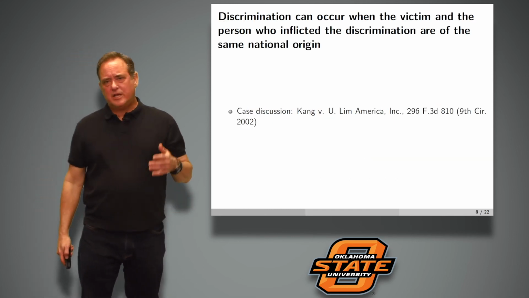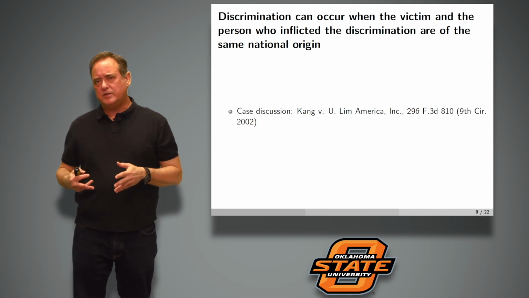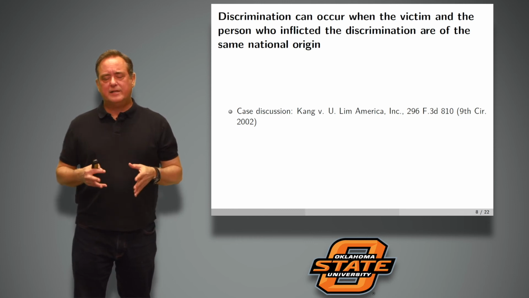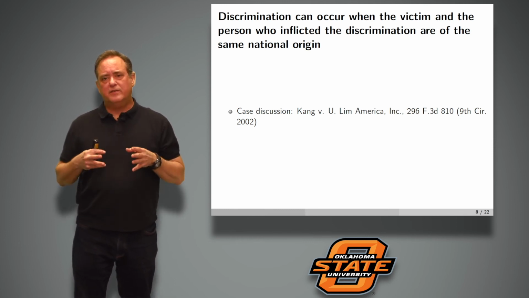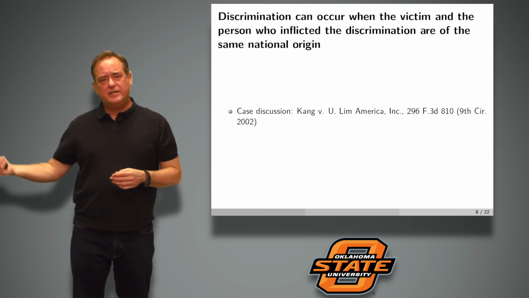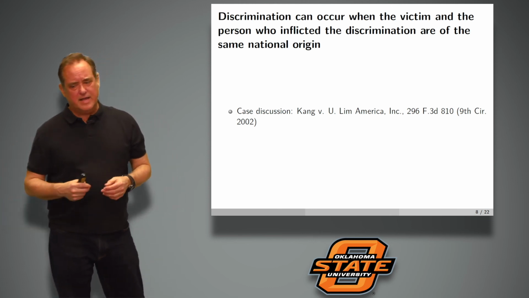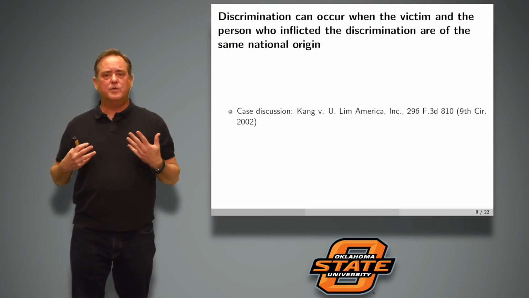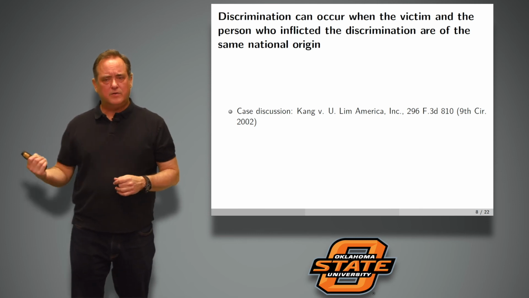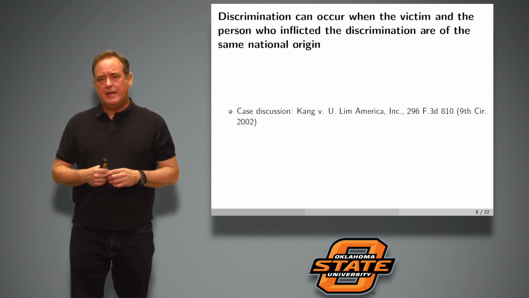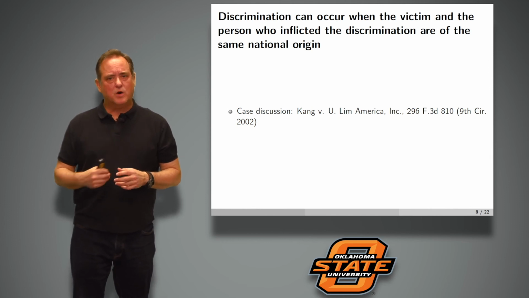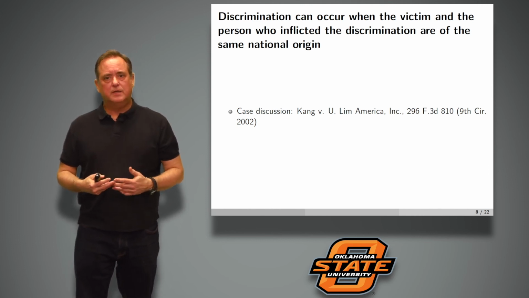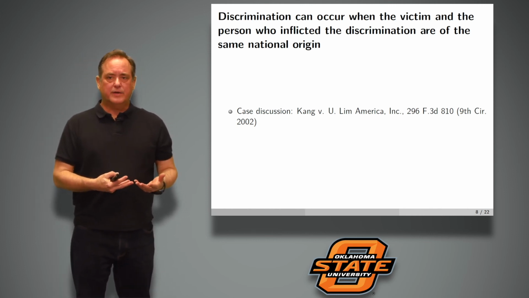Now, discrimination can occur even where the victim and the person who inflicted the discrimination are of the same national origin. And we go back to that same idea of, is a person of this national origin being treated differently than a person of another national origin? In this case, Kong versus ULIM America, ULIM America was an American subsidiary of a Korean firm. And many of its workers, about 2/3 of its workers, were Korean or ethnic Koreans, Korean Americans. And then 1/3 were not Korean.